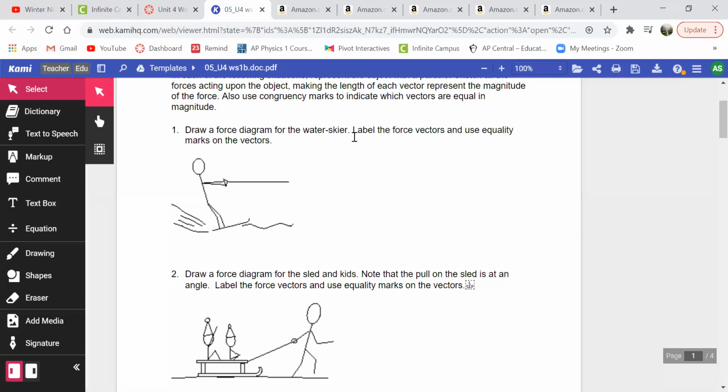So you've got a water skier and you're going to look for information about motion here. If you don't see additional information about how he's moving, you assume he's moving at a constant rate. So we're going to assume simplicity until otherwise stated. All right.